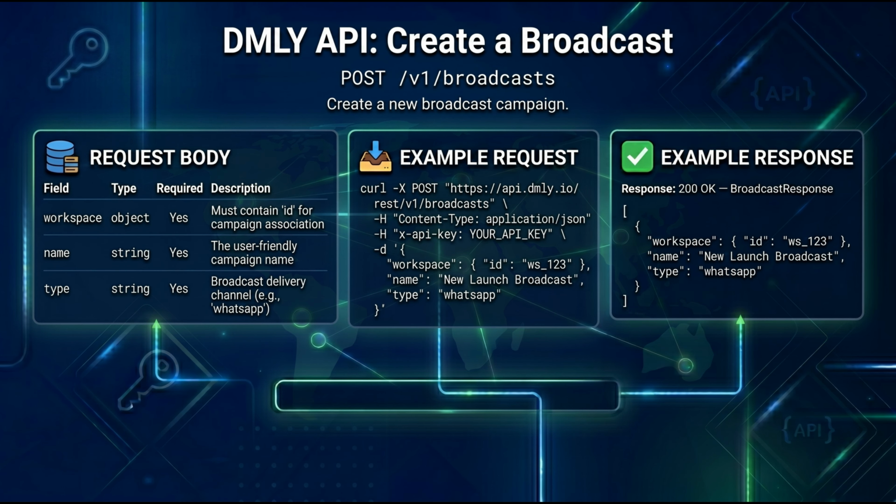Create a broadcast. Ready to launch a new bulk campaign? For this, you will make a POST request to /v1/broadcasts. Make sure your content-type header is set to application/json. Inside the request body, provide a JSON object containing your specific workspace ID, a clear name for the campaign like New Launch Broadcast, and the communication channel type, which in this case is WhatsApp.